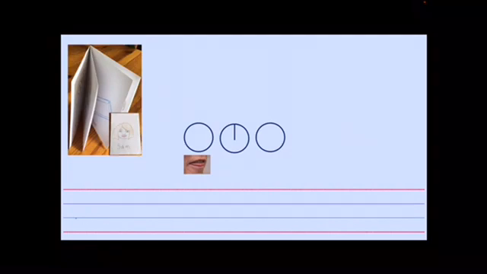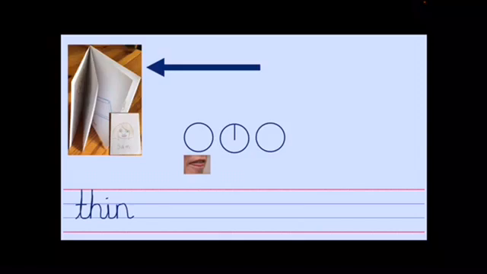Th is T and H. I is I and N is N. Thin. Let's have a go at the word this. Slightly different sound, but our tongue is still on our teeth when we say it.